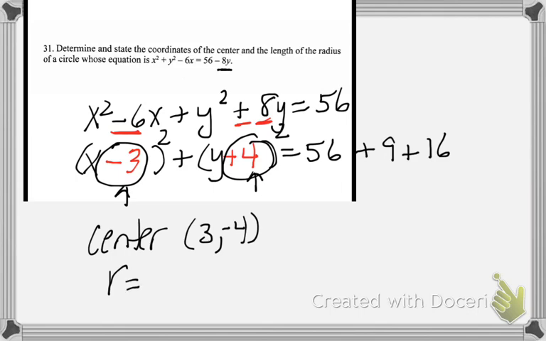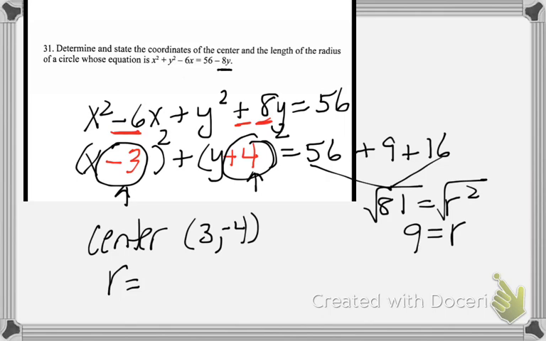Next, we need the radius. If you add all 3 of these numbers together, you're going to get 81. So that represents r squared. So to find the radius, you're going to take the square root, and you're going to get that r equals 9.